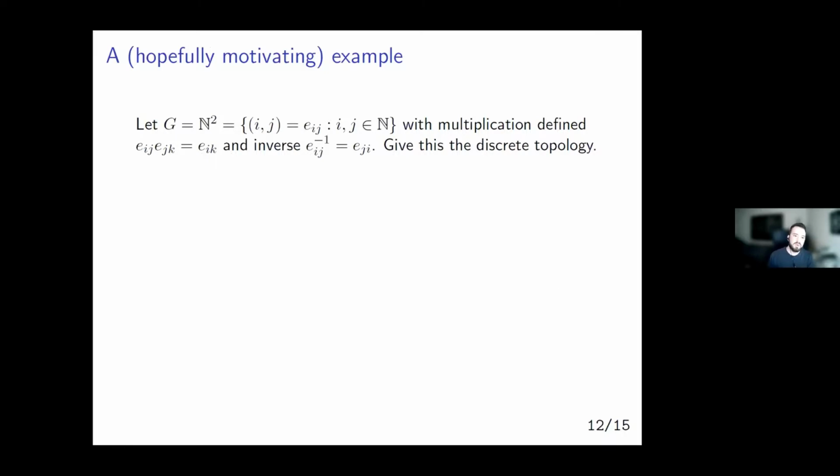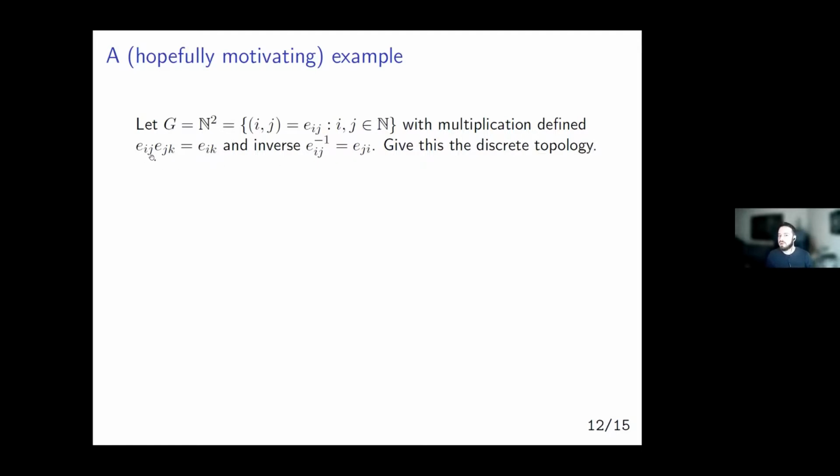I'm going to construct a groupoid which is just going to be pairs of natural numbers. I will denote the pair ij as eij, where i and j are elements of the naturals. The multiplication is going to be eij times ejk is equal to eik. They're only composable if the second number in this subscript is equal to the first number in the other subscript. And the inverse of eij will just be eji, if I swap things around. This will satisfy the relations of a groupoid that I mentioned before. And then I'll just give this the discrete topology.